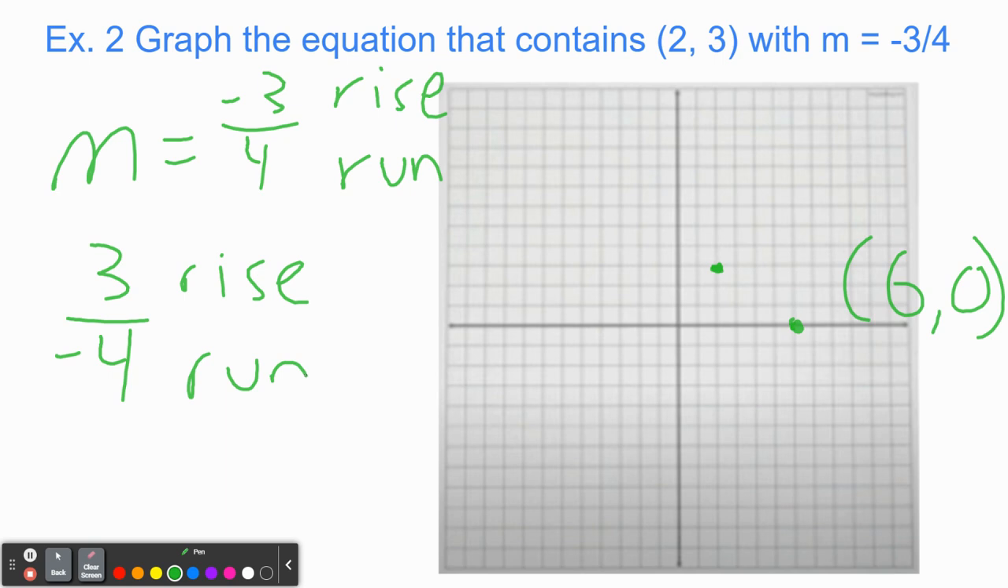So if we rise 3, 1, 2, 3, and we go to the left 4, 1, 2, 3, 4, our straight line continues. I can do that again. 1, 2, 3, 1, 2, 3, 4. From there, I'm pretty sure I can make a decently straight line. I got lots of points to go to, and this line extends for the rest of history. Here, I have graphed an equation that contains 2, 3 with a slope of -3/4.